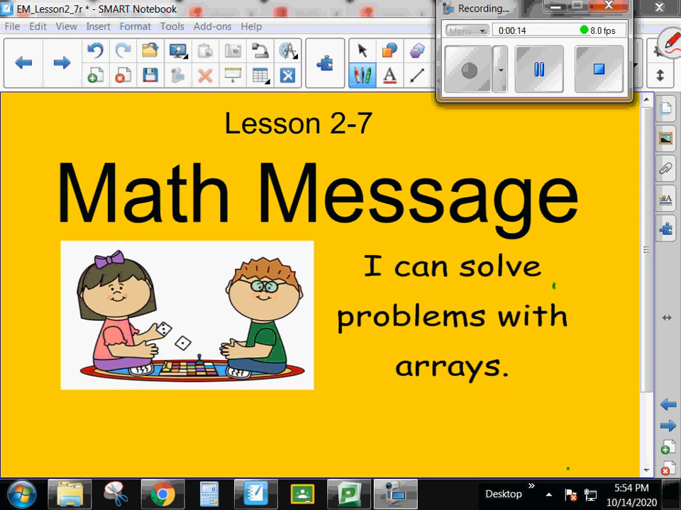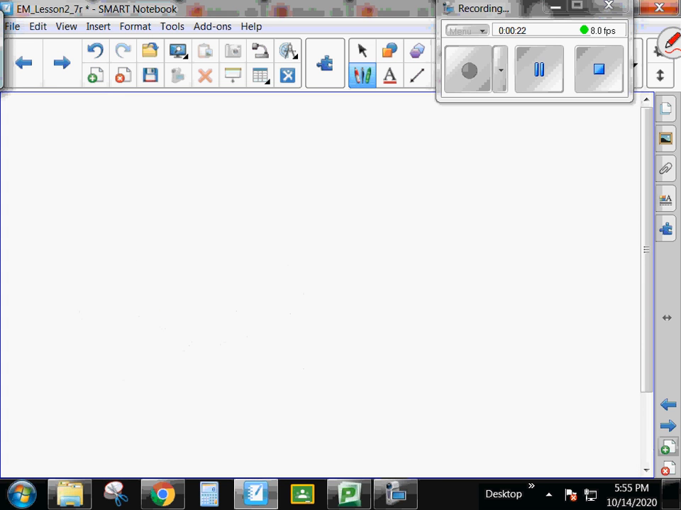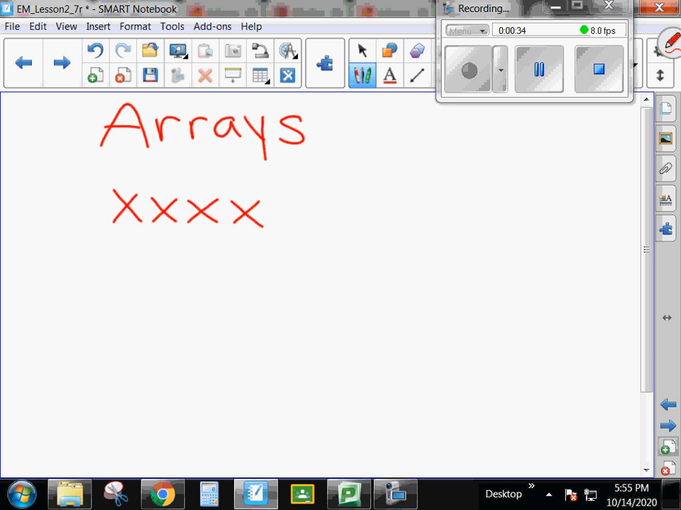In this math lesson, we're going to be working to solve problems with arrays. And I need you to remember what an array is. We actually talked about it the other day when we were introducing multiplication, and I know that you had arrays in second grade. I know you did. Your teachers have told me. So this would be an example of an array. It's when I have these nice even rows and columns.